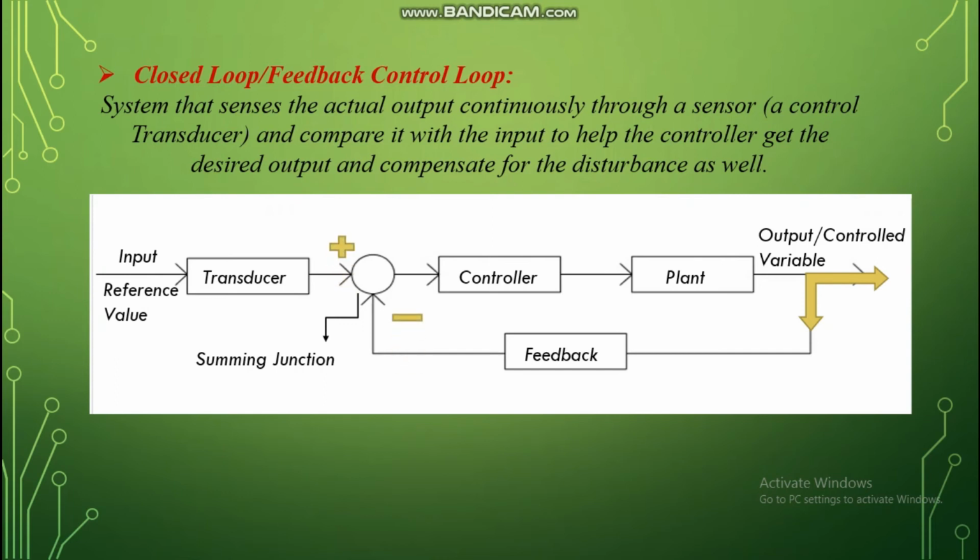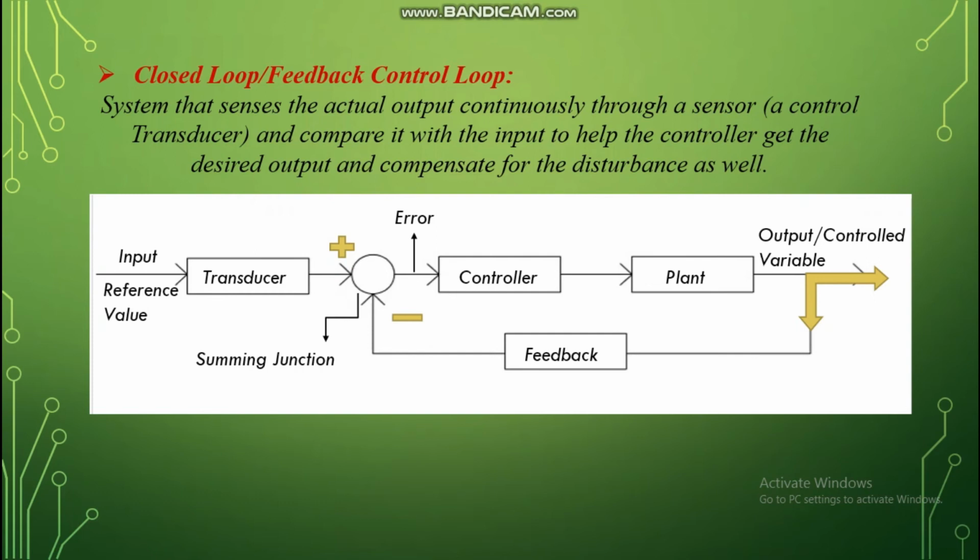Now the signal coming from the transducer would be positive, while the signal coming from the feedback would be negative, and the difference would be called the error, and the signal leaving the summing junction and going towards the controller is known as the error signal.